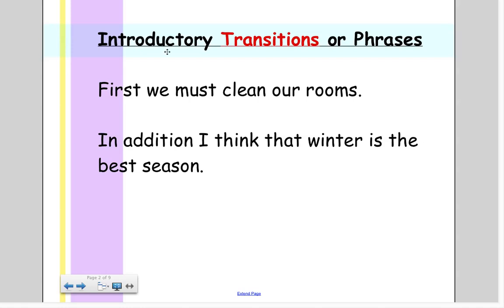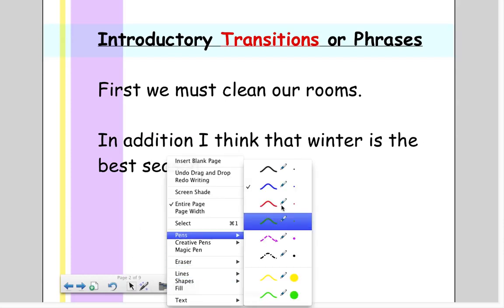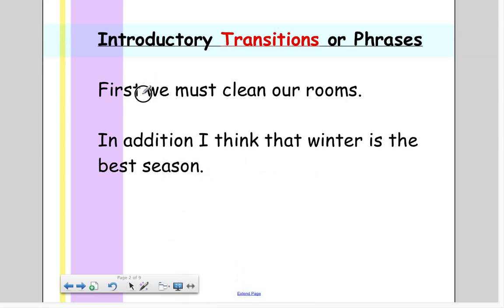The first rule is introductory transitions or phrases. Go ahead and write the word transitions in the blank in your notes. Here are some example sentences that use transitions. Look at the first sentence. First, we must clean our rooms. Now, if you listen in the sentence, you can hear that pause coming after first. So we need a comma after first. Let's go ahead and put that there. First, comma, we must clean our rooms.